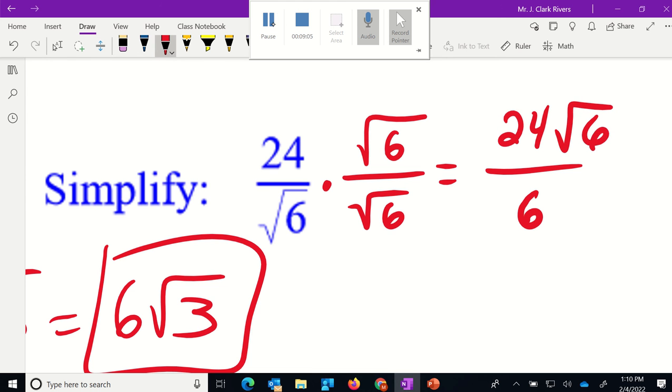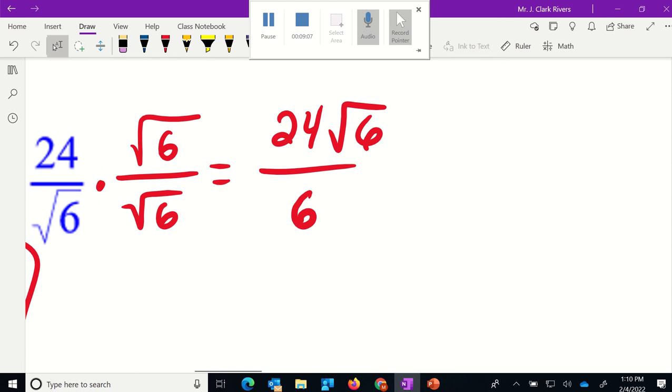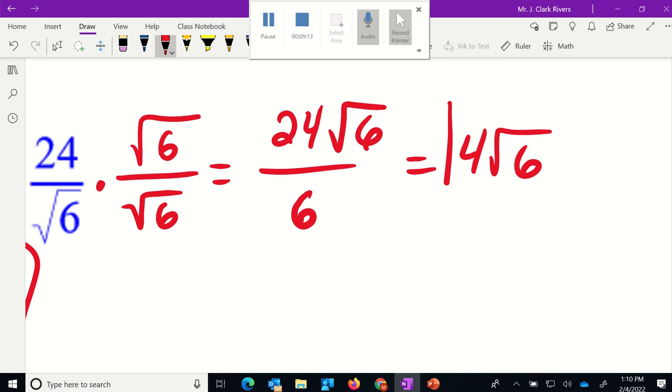Are we finished? We're not. And it's 4 root 6. Yeah, 24 divided by 6 is 4 root 6. So you should have 4 root 6 there. Questions on that one?